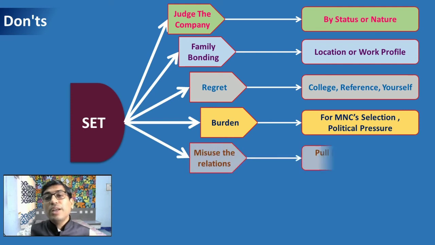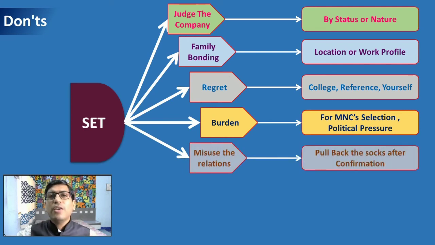Then misuse of the relations. यहाँ पे ये भी बात होती है कि if you got the confirmation, till the time you got the confirmation, you are very sincere about the individual, about the reference person. But once you got the confirmation, you pull back your socks. It means आप उसके बारे में, उन इंडिविजुअल के बारे में बाद में उनको कॉल भी नहीं करोगे. So that is again misuse of the relation. So don't do it.